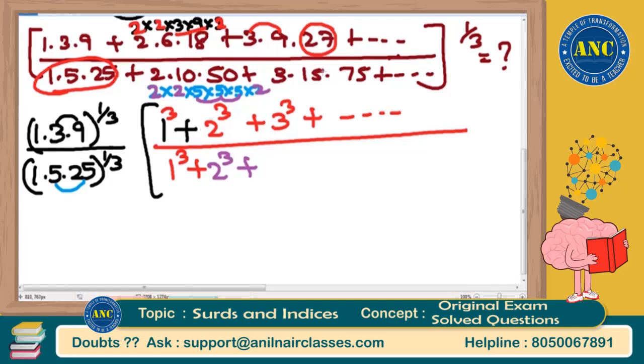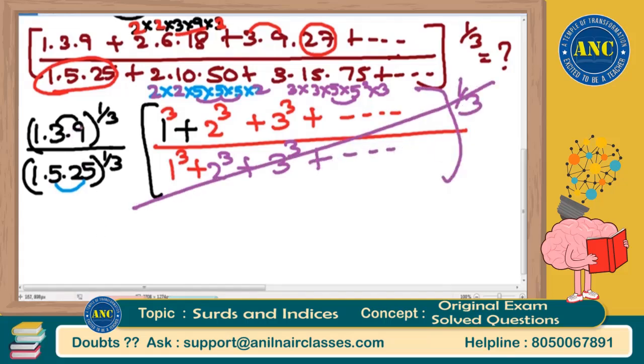Similarly, this 125, this is 3 into 5, and here it is 25, which is 5 square into 3. 5 into 5 square is taken out, we are left with 3 cube. Everything else remains the same, and this term will cancel. Cube root of 27 is 3. Cube root of 125 is 5. Answer is 3 by 5.